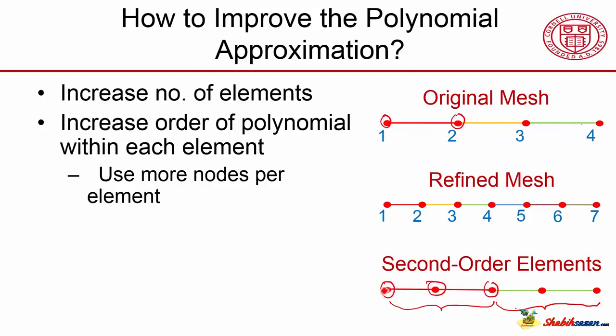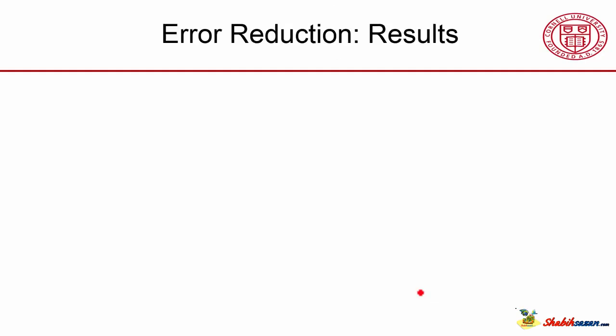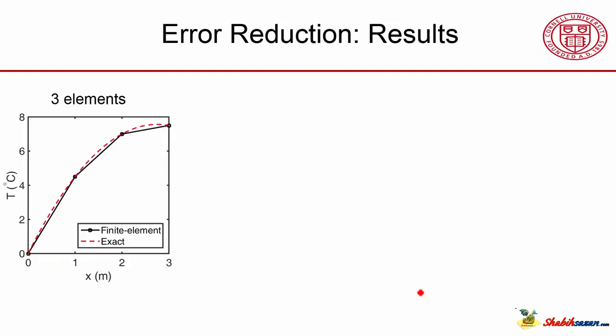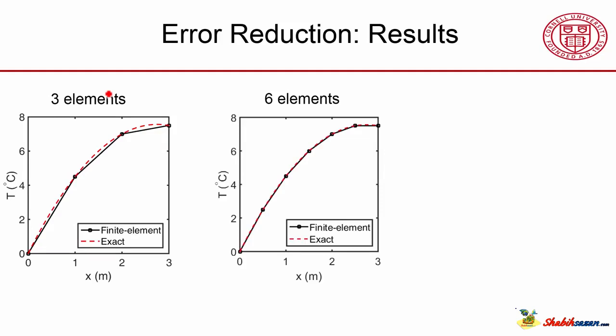And when I have 3 nodes, I can write a quadratic approximation or a quadratic interpolation between these 3 values, as opposed to here where I can only write a linear approximation, connecting 2 values. And we'll see the effect of going to the second order polynomial. So here are the results I got with refining the mesh and also increasing the order of the polynomial. This was our original solution with 3 elements, linear elements.